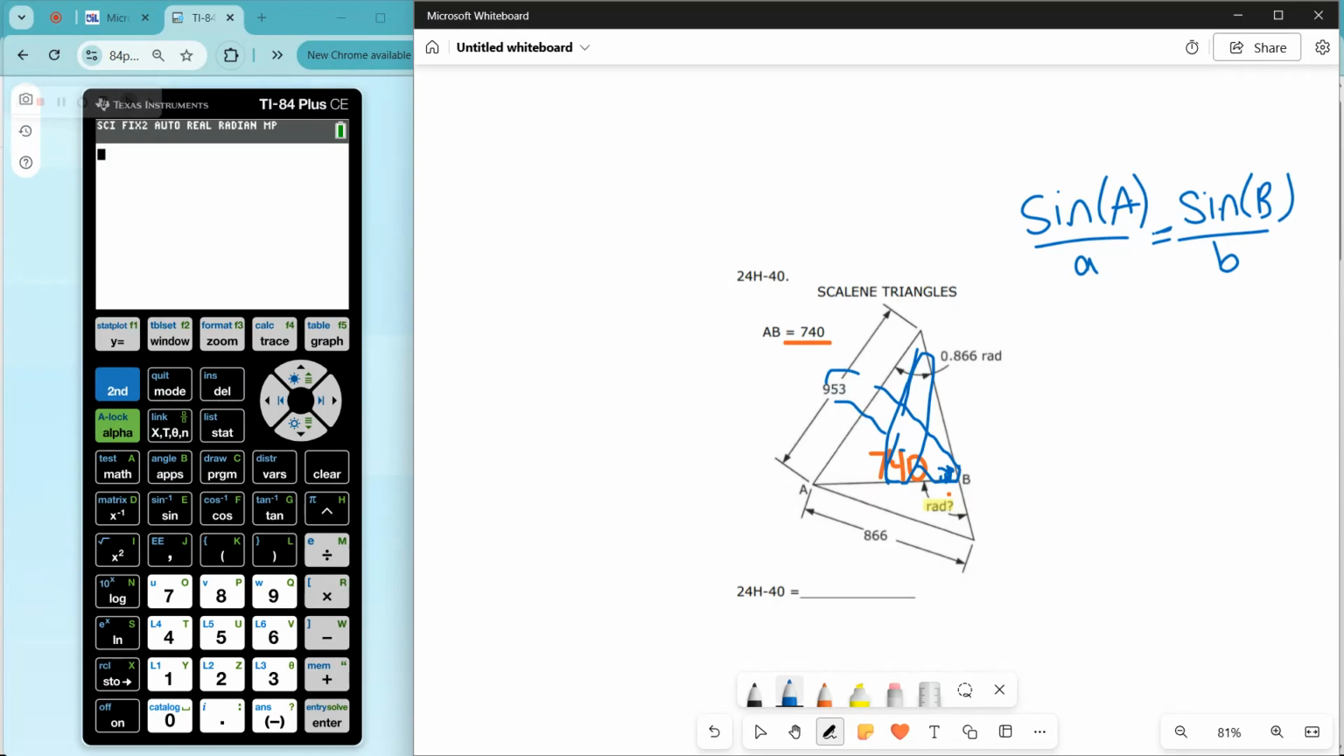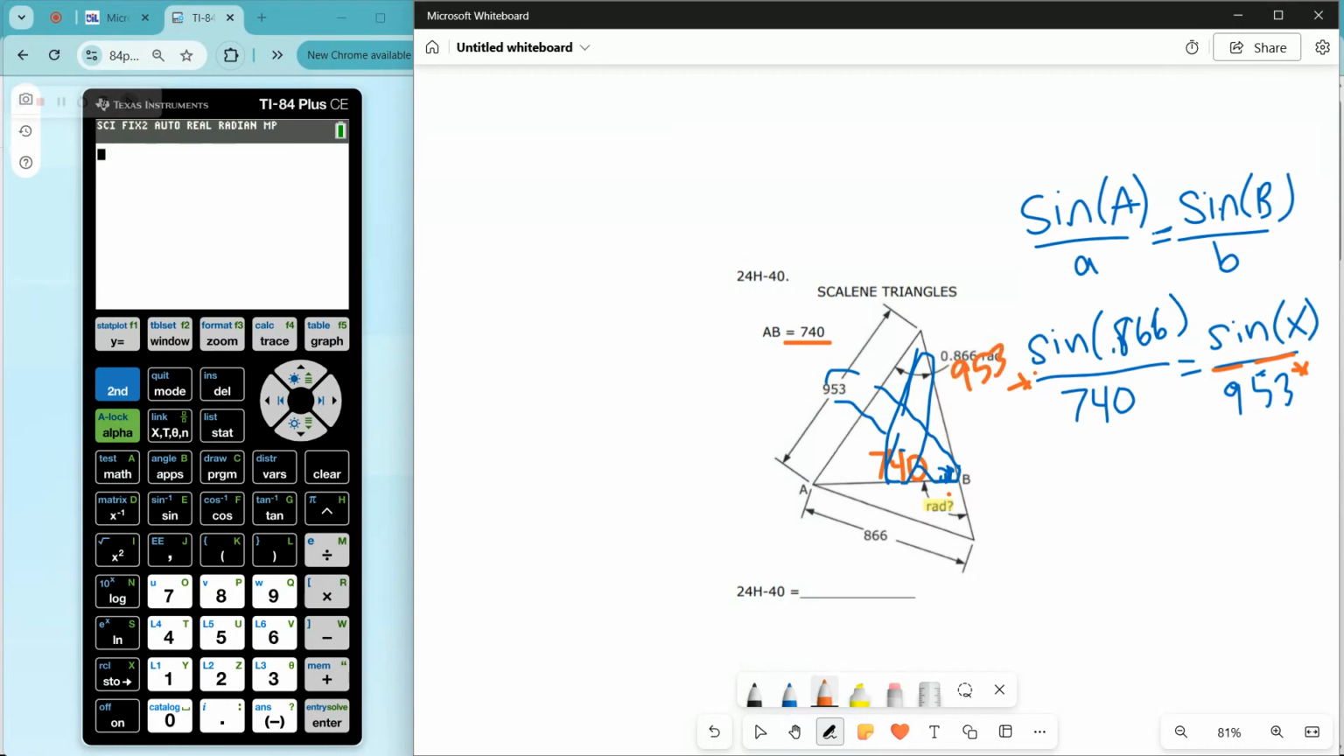So what I'm going to do is write sine of 0.866, again you don't need the zeros in front of the decimals, divided by its opposite side of 740. I'm going to set it equal to sine of, I'm just going to call it x because I don't know what it is, over its opposite side of 953. So if I want to solve this problem, the opposite of dividing is multiplying. So I'm going to multiply both sides by 953.